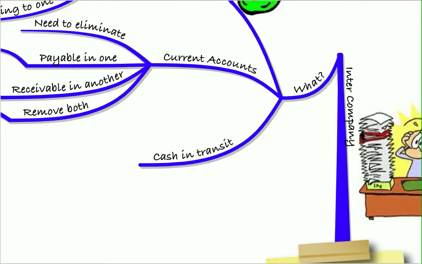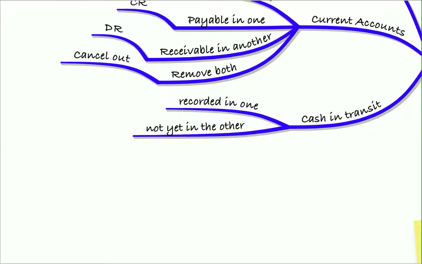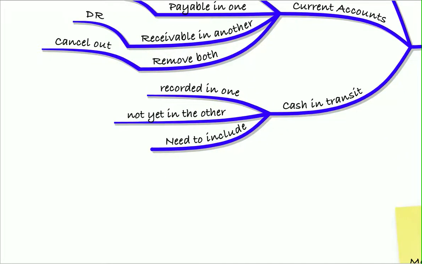However, we may have cash in transit. This is cash that's recorded in one, but isn't yet received in the other. So what we're saying is that the subsidiary, let's say, is selling to the parent. The parent has sent some cash to the subsidiary because they're paying for goods that they've bought from the subsidiary. So the parent has recorded the cash going out to the subsidiary. The subsidiary hasn't yet recorded it because it hasn't received it. Well, that cash is missing from the group accounts because it's gone out of the parent but hasn't yet gone into the subsidiary. So what do we need to do with it? We need to add it in.